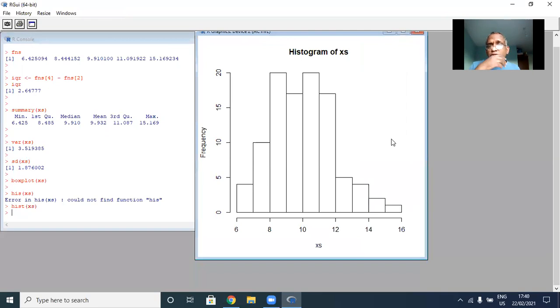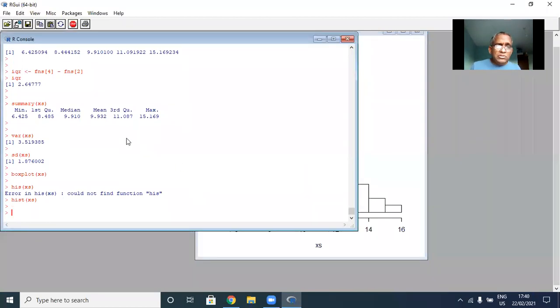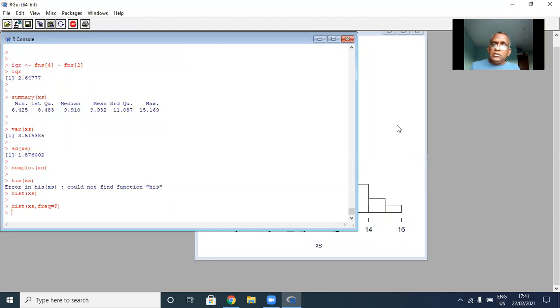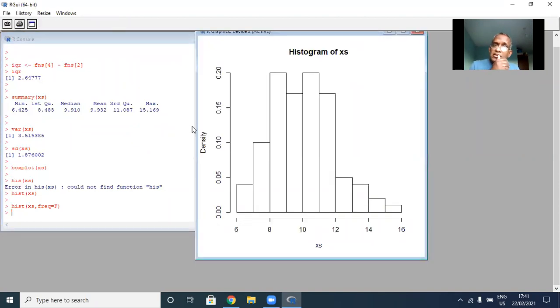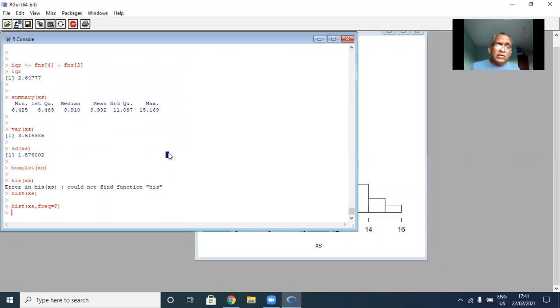Once again, it shows that the distribution is not exactly symmetric. You can change the frequency to the density by saying freq equal to FALSE. Now it produces the density on the y-axis, and you can change the x-axis as you want by using the breaks argument.